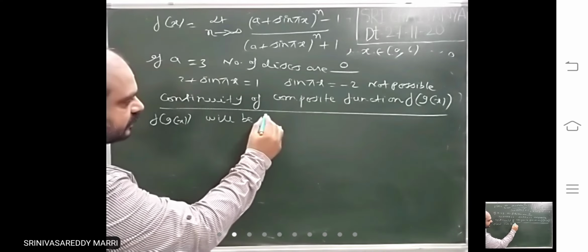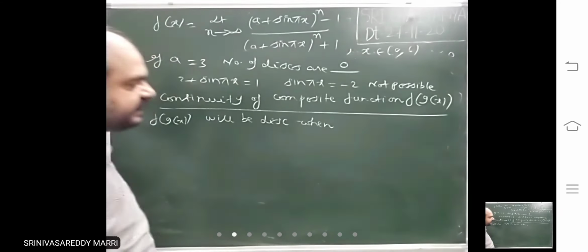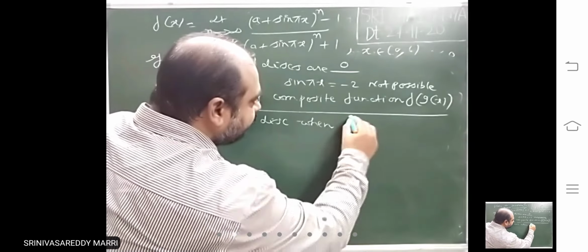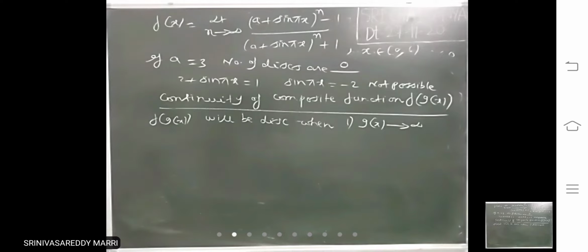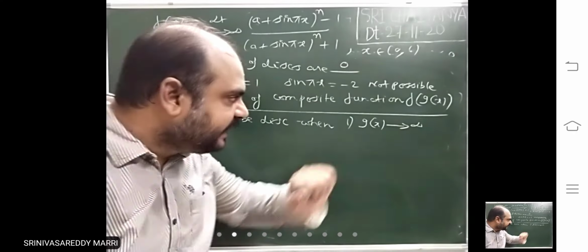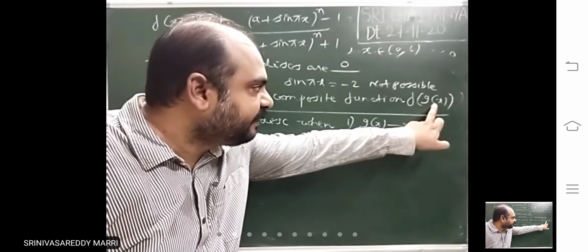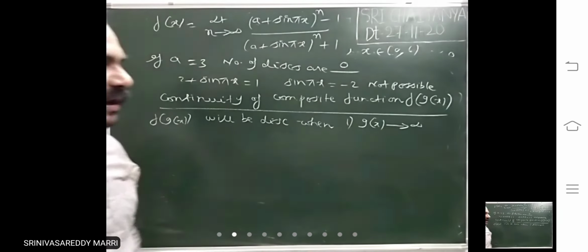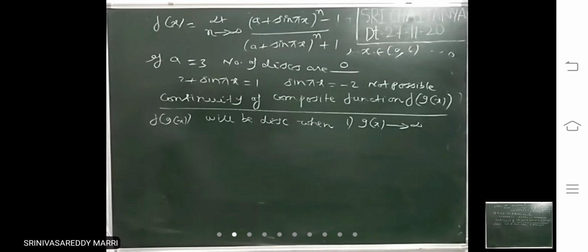will be discontinuous when, suppose at one value of x, g of x becomes infinity. That means that is a discontinuity. If this becomes infinity, this limit becomes infinity. Then that x value, where g of x becomes infinity, is nothing but a discontinuity of f of g of x.